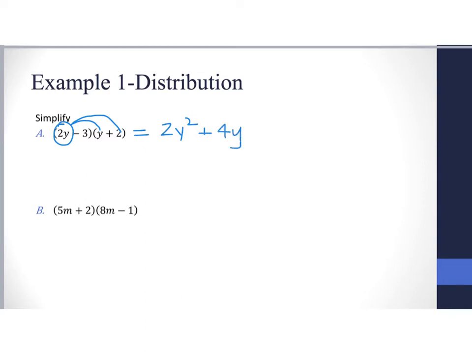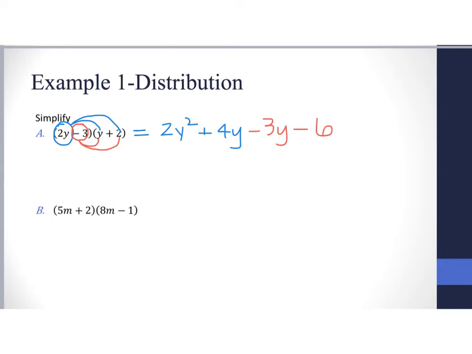Now I'm going to do the same thing for that second term. Well, the second term in the first binomial is a negative 3. So negative 3 times y gives me a negative 3y. And then I have negative 3 times a positive 2, which is going to give me a negative 6.